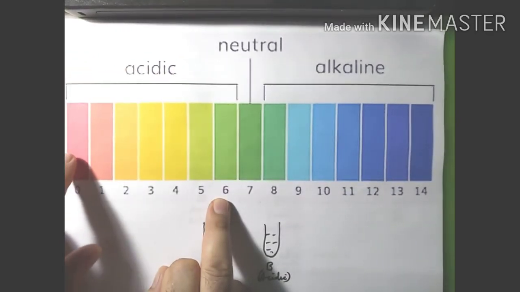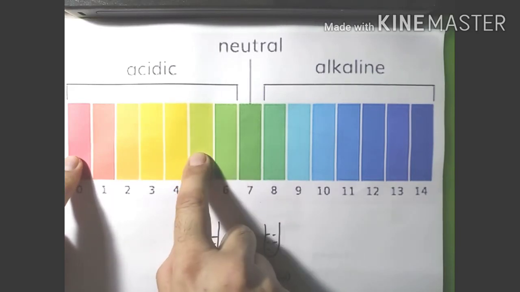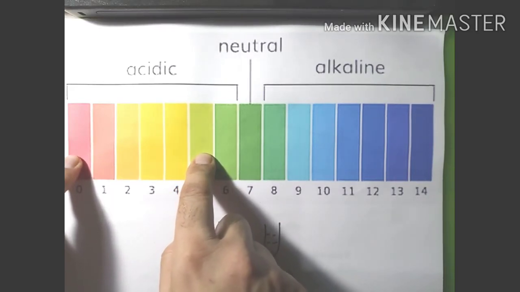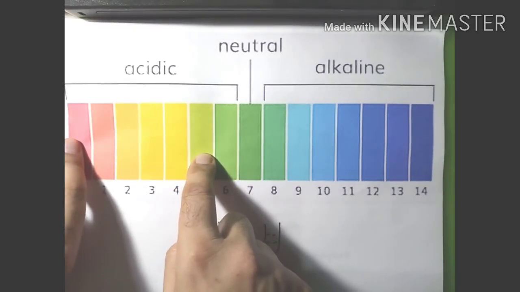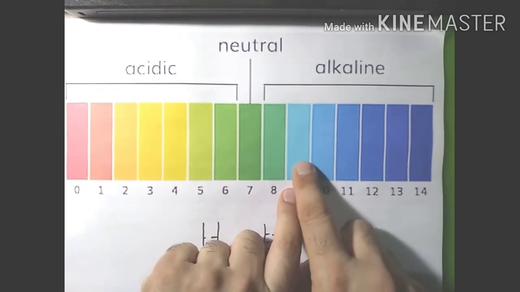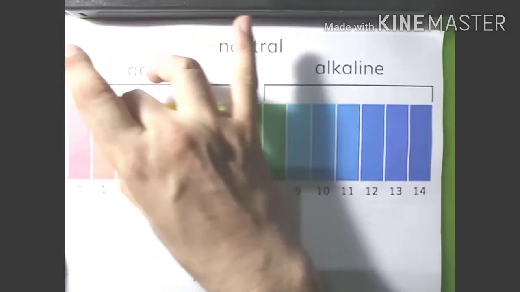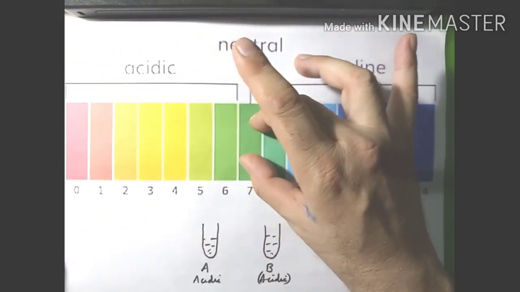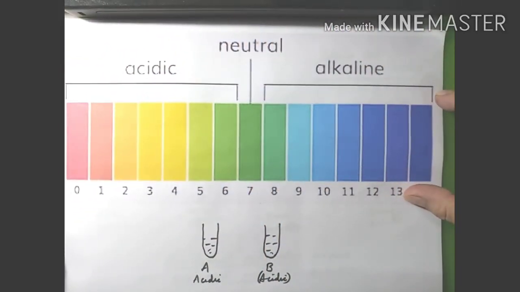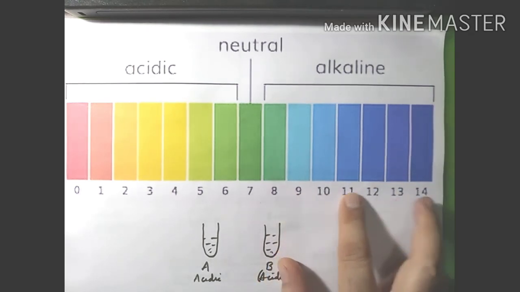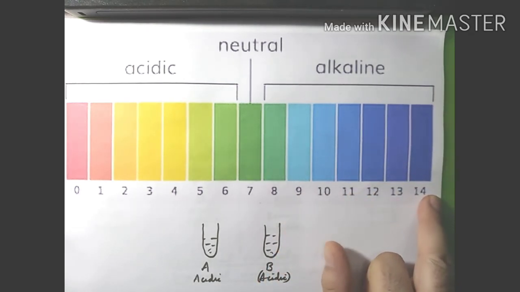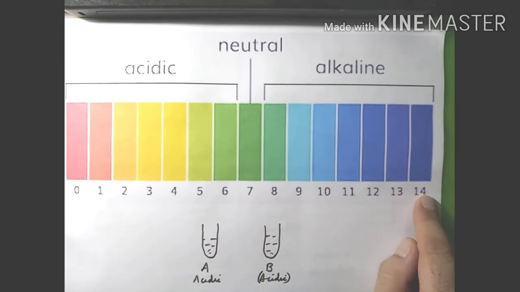It means if we compare red and this yellowish green, which one is more acidic? This red one will be more acidic. And if we compare which one is more basic, I already told you the acidic character decreases from here to here, and the basic character increases from here to here. So if I compare 9 and 14, which one is more basic? Definitely the pH having 14 will be more basic.